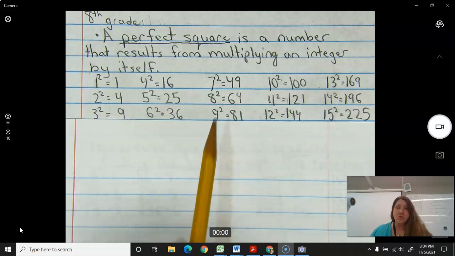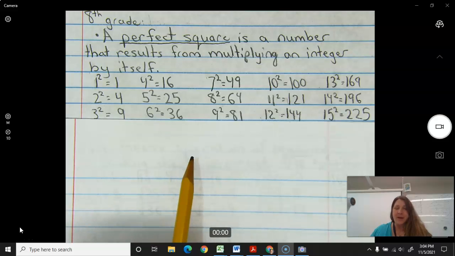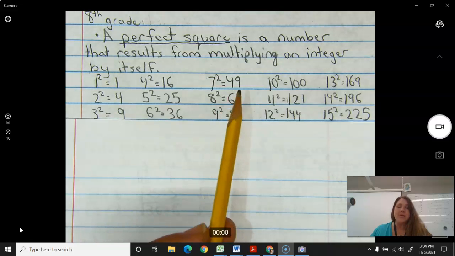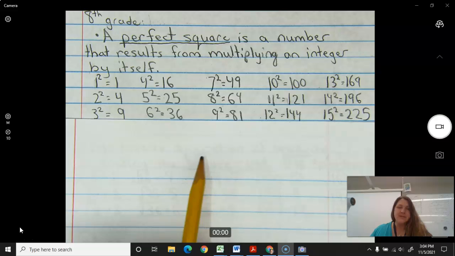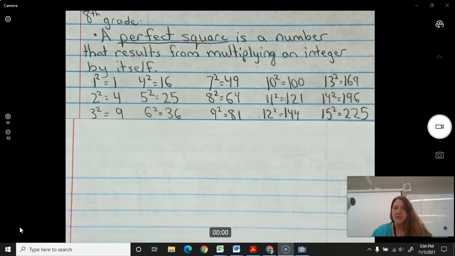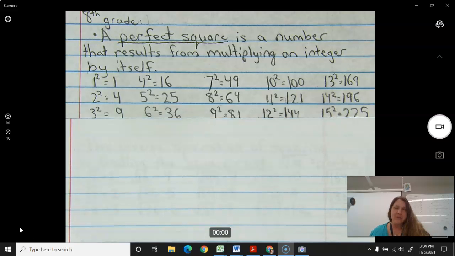If I was to draw a 7 by 7 square, it would have 49 little pieces inside of it, and thus the origin of its name. Feel free to pause this video and copy down any of this information.